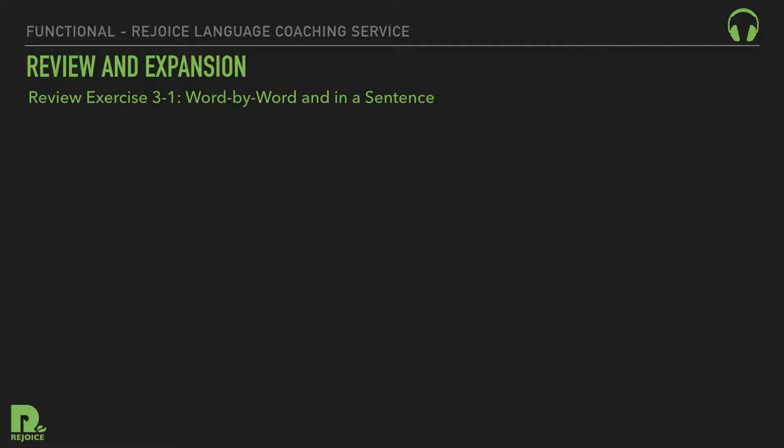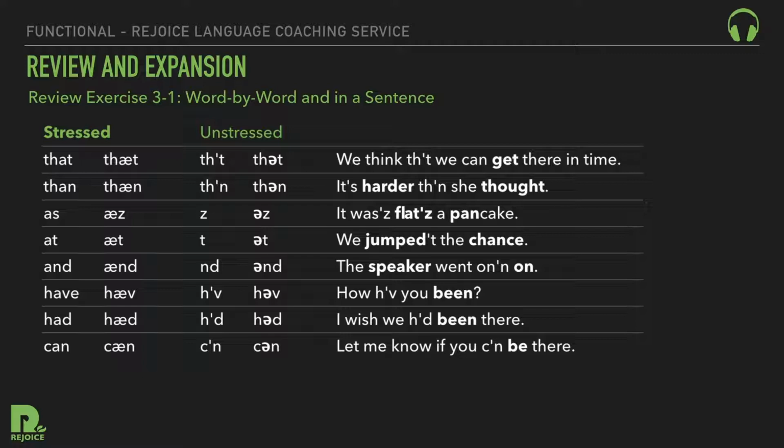Review exercise 3-1, word by word and in a sentence. That. We think that we can get there in time. Than. It's harder than she thought. As. It was as flat as a pancake. At. We jumped at the chance. And. The speaker went on and on.